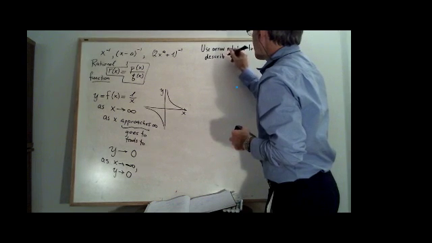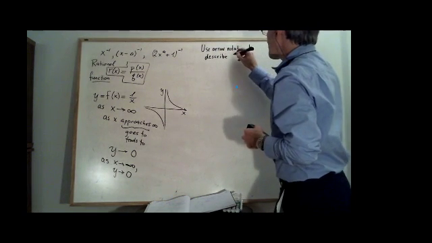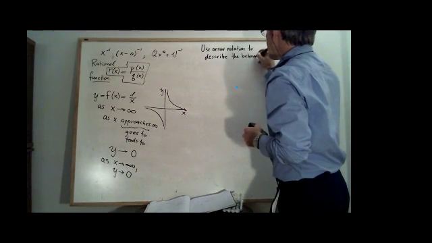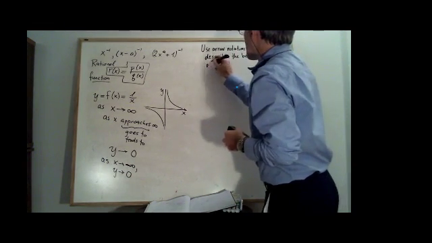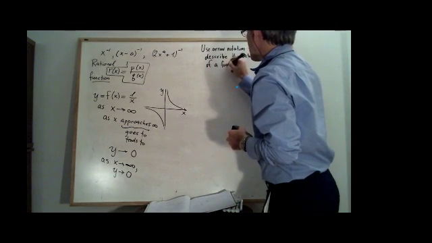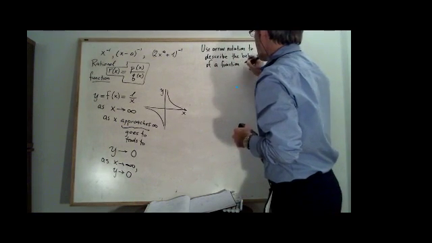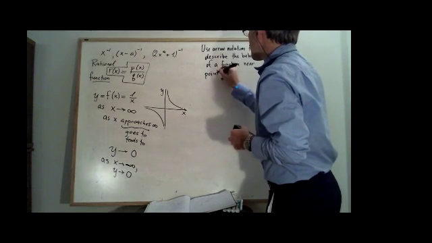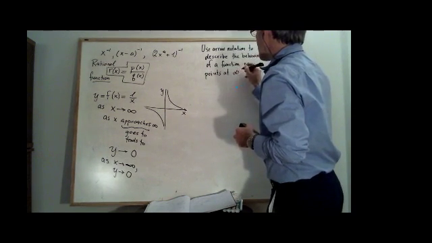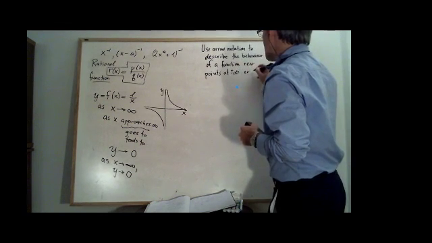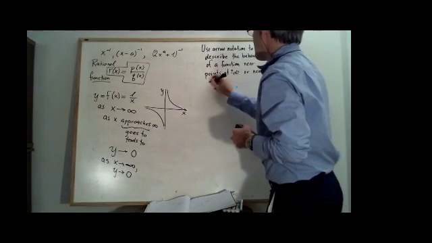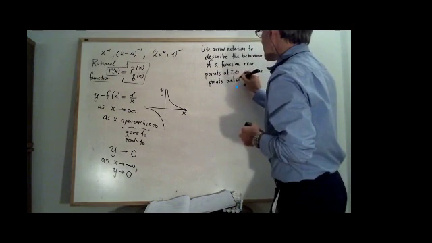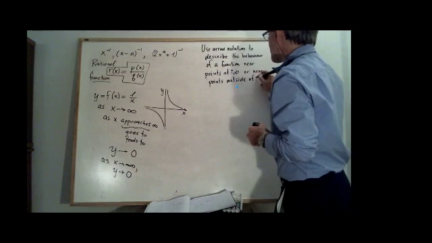So we can use arrow notation to describe the behavior of a function near points at infinity, plus or minus infinity, or near points outside of the domain, outside of where the function is defined.